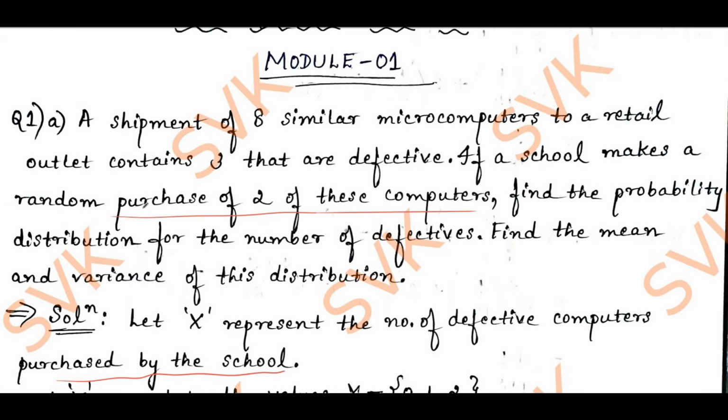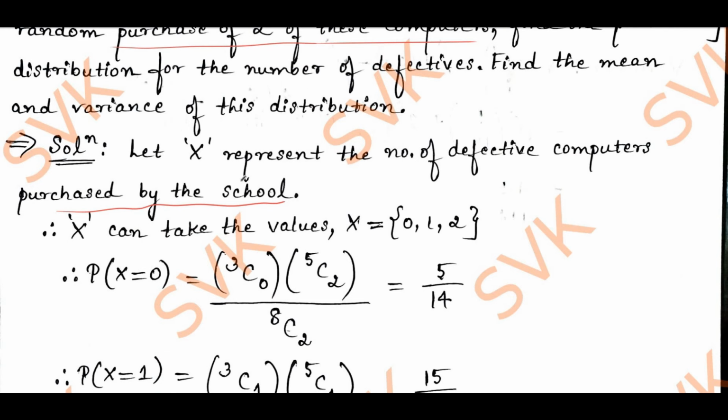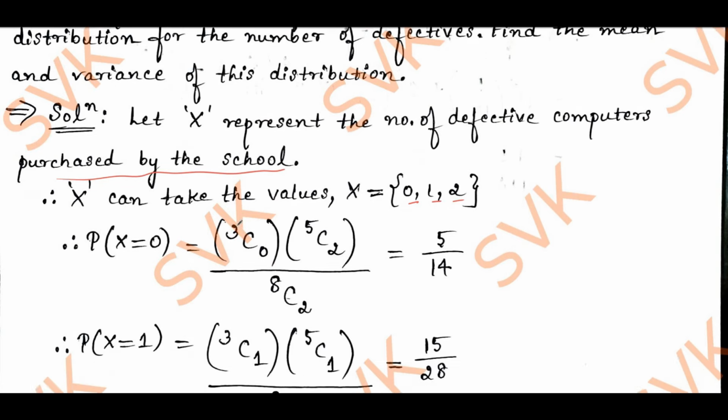If a school makes a random purchase of 2 of these computers, there is a shipment of 8 microcomputers sent to an outlet. Out of 8, 3 will be defective. So we may have the chance of getting all defective computers. For that reason, X takes the values 0, 1, 2. So for 0 defective, what is the probability? How to find it? By using conditional probability.